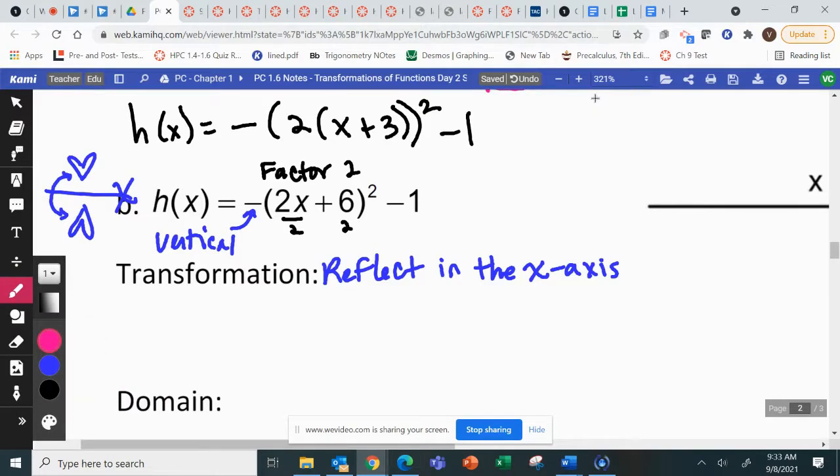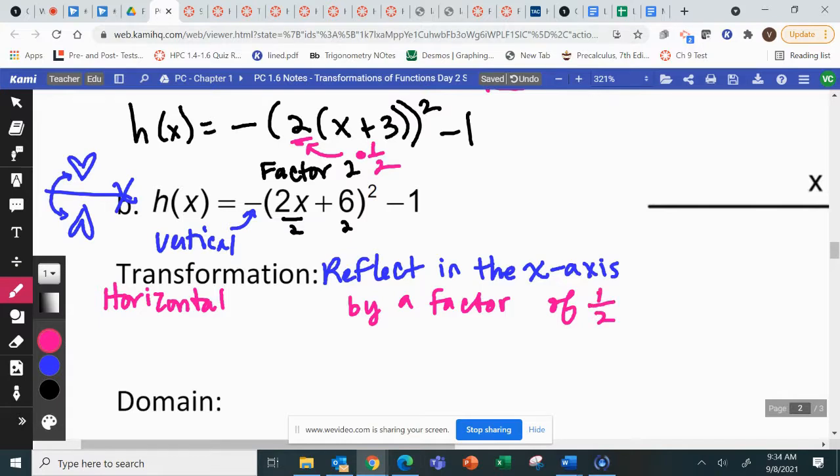Then we have this 2 next. That 2 is horizontal, and it's either going to be a stretch or shrink. I'm going to leave a blank here for just a second: by a factor of. We'll figure out that factor first, and then we'll be able to tell if it's a stretch or shrink. So horizontal is always opposite. Instead of multiplying by 2, what would I actually multiply by? Half. We multiply by its reciprocal. So this is going to be a factor of 1/2. That's what I'm multiplying by.